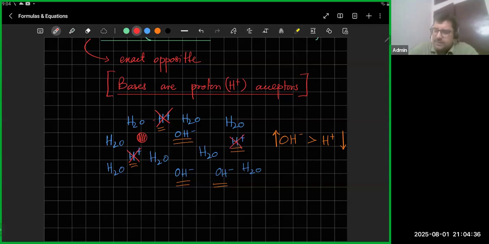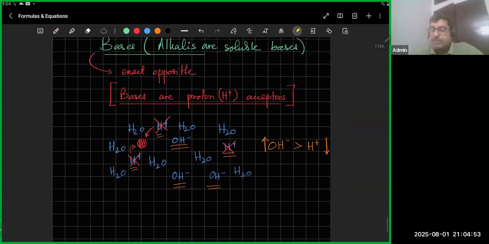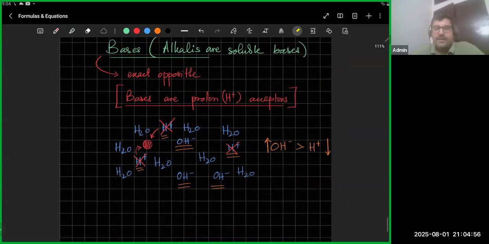What it will do is that it will probably bind with them. So the solution is going to have a lot fewer H plus ions. So the H plus ions are going to go down, and then relatively the quantity of OH ions is going to go up. This is what a basic solution is. Alkalis, I said, are basically bases which are soluble bases. So basic solutions are formed when bases are added to it.